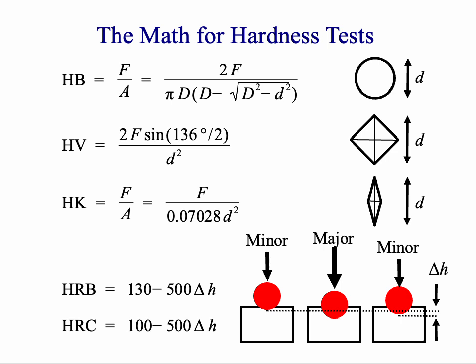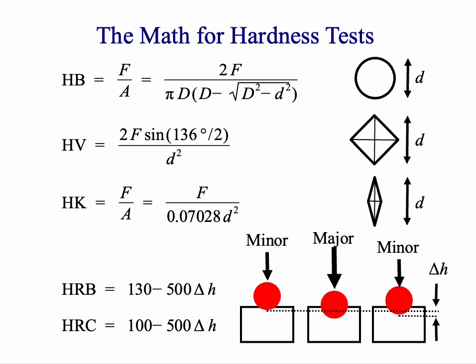The actual numbers in hardness tests have a physical meaning. These equations are in the textbook. Brinell hardness is a function of the applied load, F, the diameter of the ball indenter, capital D, and the diameter of the indentation, lowercase d. Vickers hardness is a function of the load and the average of the two distances across the square-shaped indentation. Knoop microhardness is a function of the load and the longer dimension of the diamond-shaped indentation.